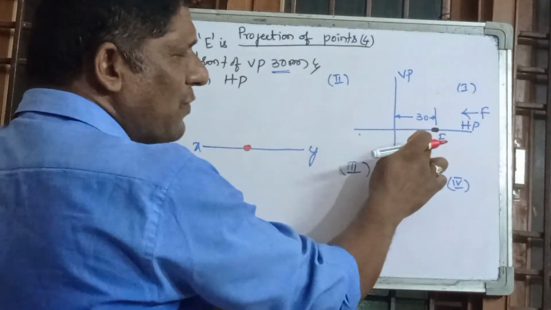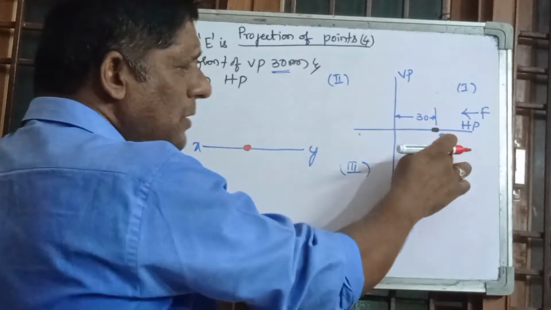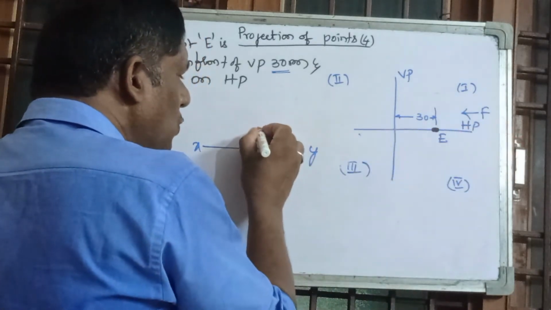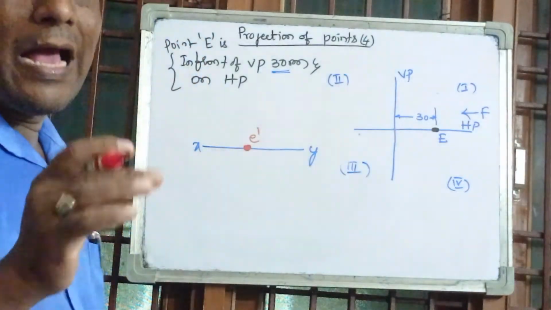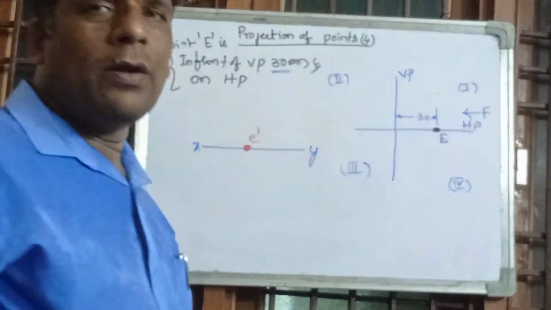So what is this, whether it is the front view or top view? It is the front view. What is the name of this point? E. So go for small e, and it is the front view, so the front view is shown with a dash: e dash. Okay. Now go for the top view.